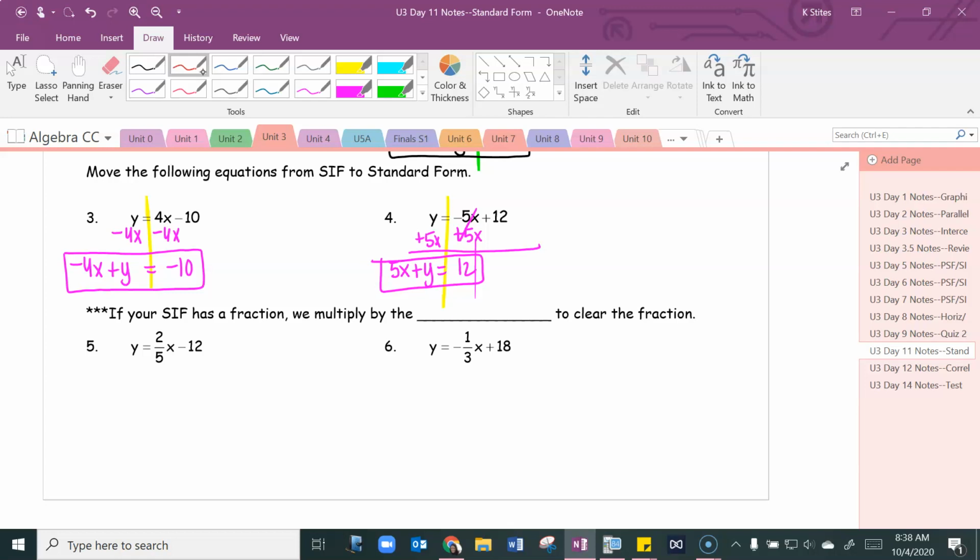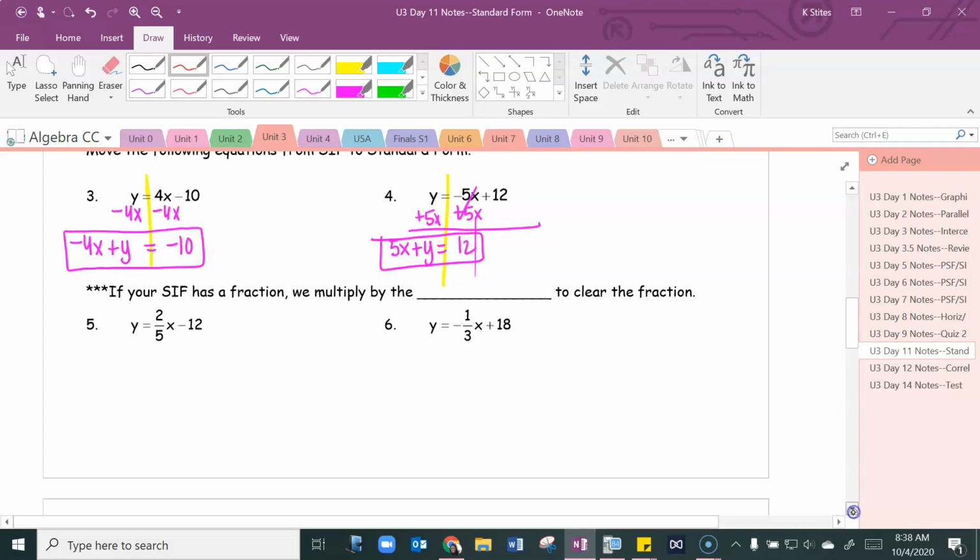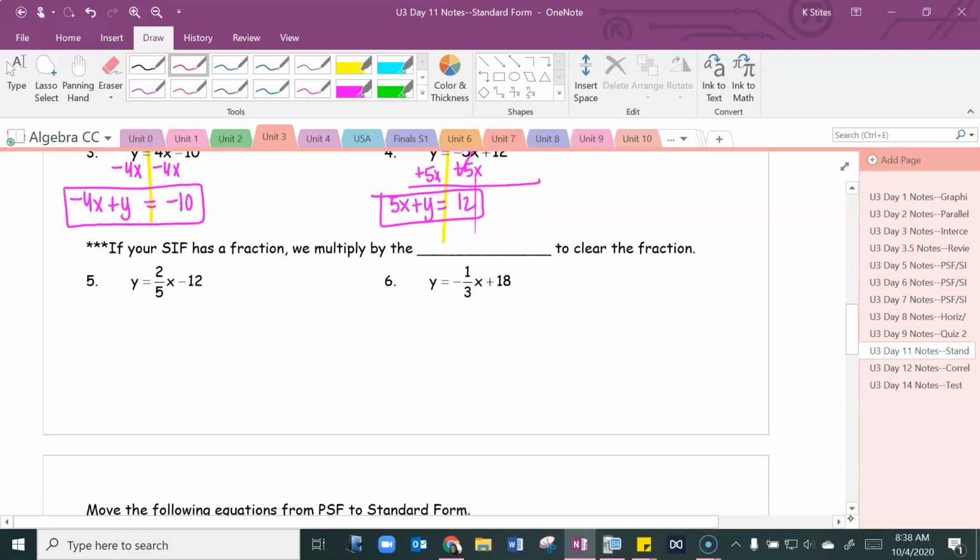All right, now we're going to do this when we have a fraction, because if you recall from the top, we said no fractions are allowed in standard form. So what we have to do is clear the fraction. We are not multiplying by the reciprocal. That is what everybody wants to do. It actually doesn't always work. What we want to do instead is multiply by the denominator. Multiplying by the denominator will clear our fraction.